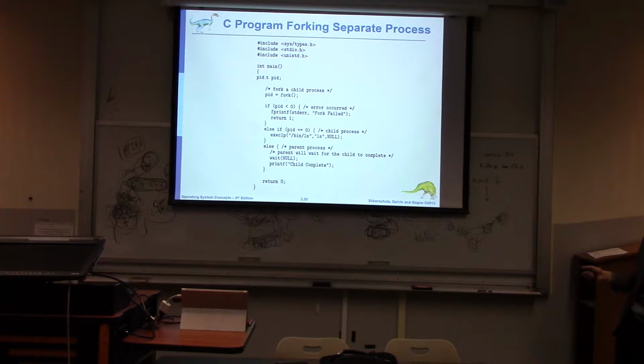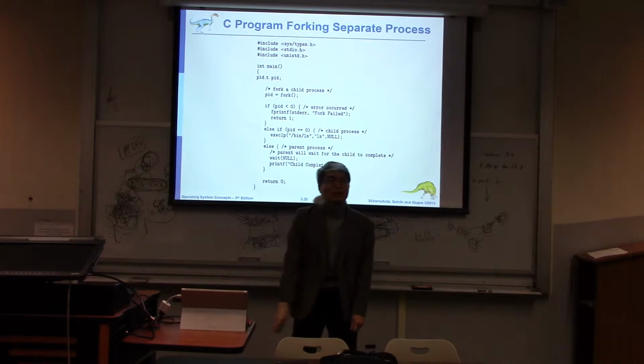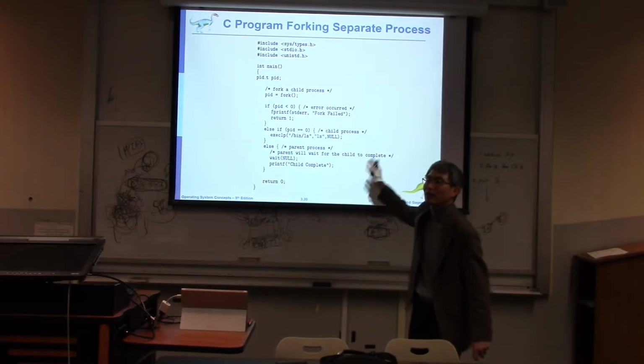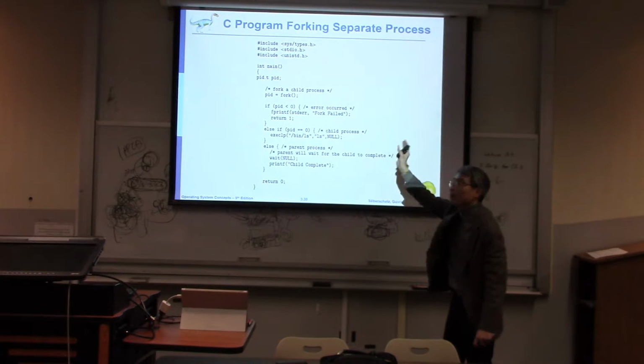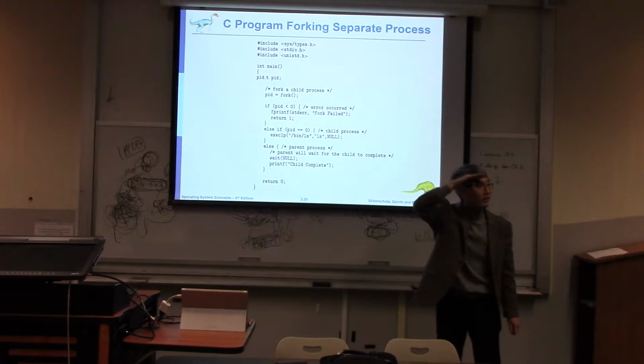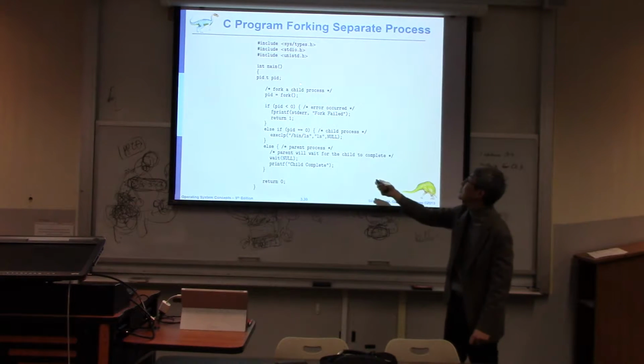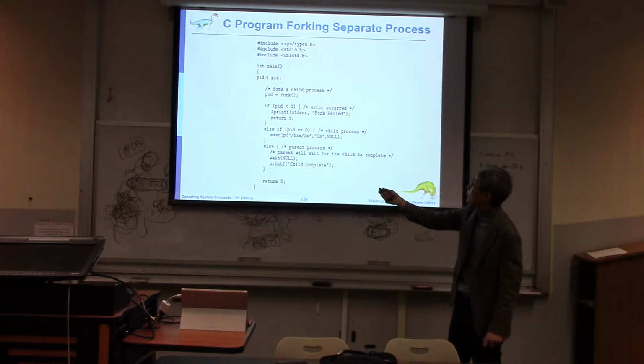So let's try to understand this code. This is the C program to create a process. If you do not know C, it's okay. Very intuitively you can understand. It's a simple code, so we can start. It's a main. Always start your process from the main function. And the PID, we have the process ID.